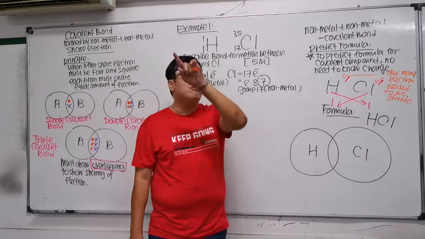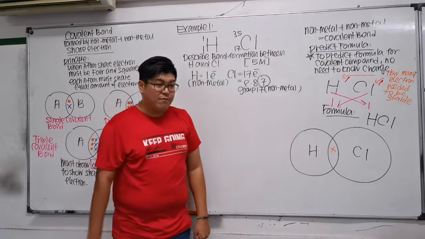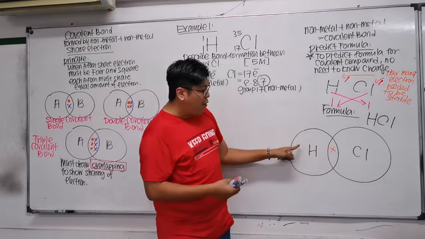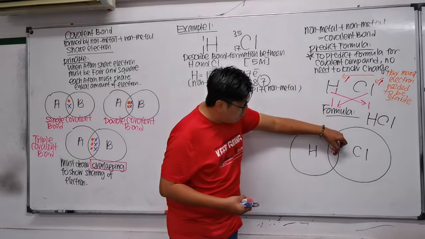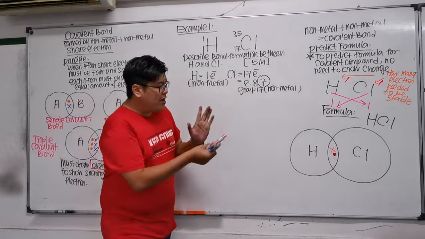You see, I assume hydrogen shares one. Let's say for hydrogen, I use crosses. I assume hydrogen shares one. Hydrogen puts one inside. When hydrogen shares one, chlorine returns the favor. Chlorine says, you share one? Okay lah, I follow you. I also share one. Understand? It must be fair and square.